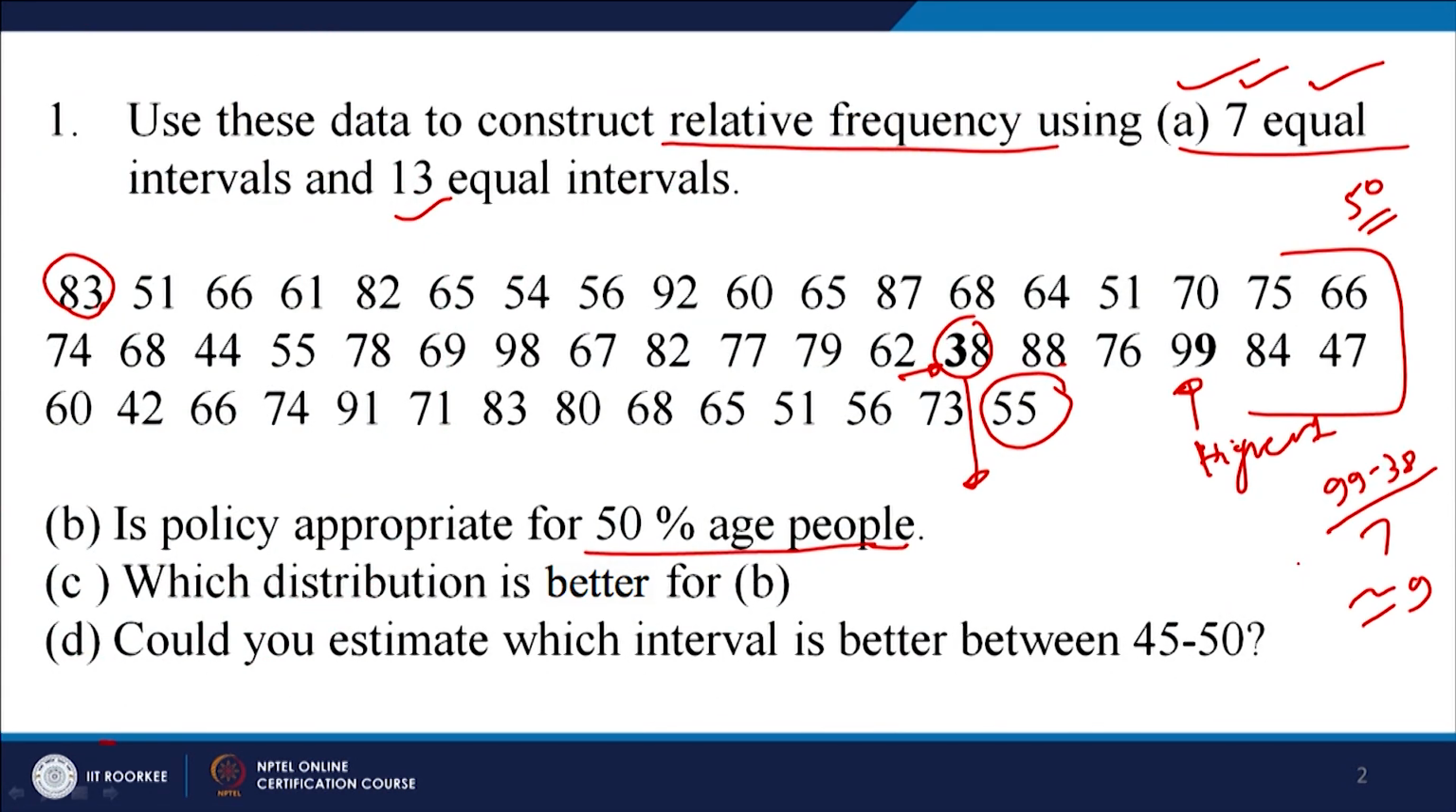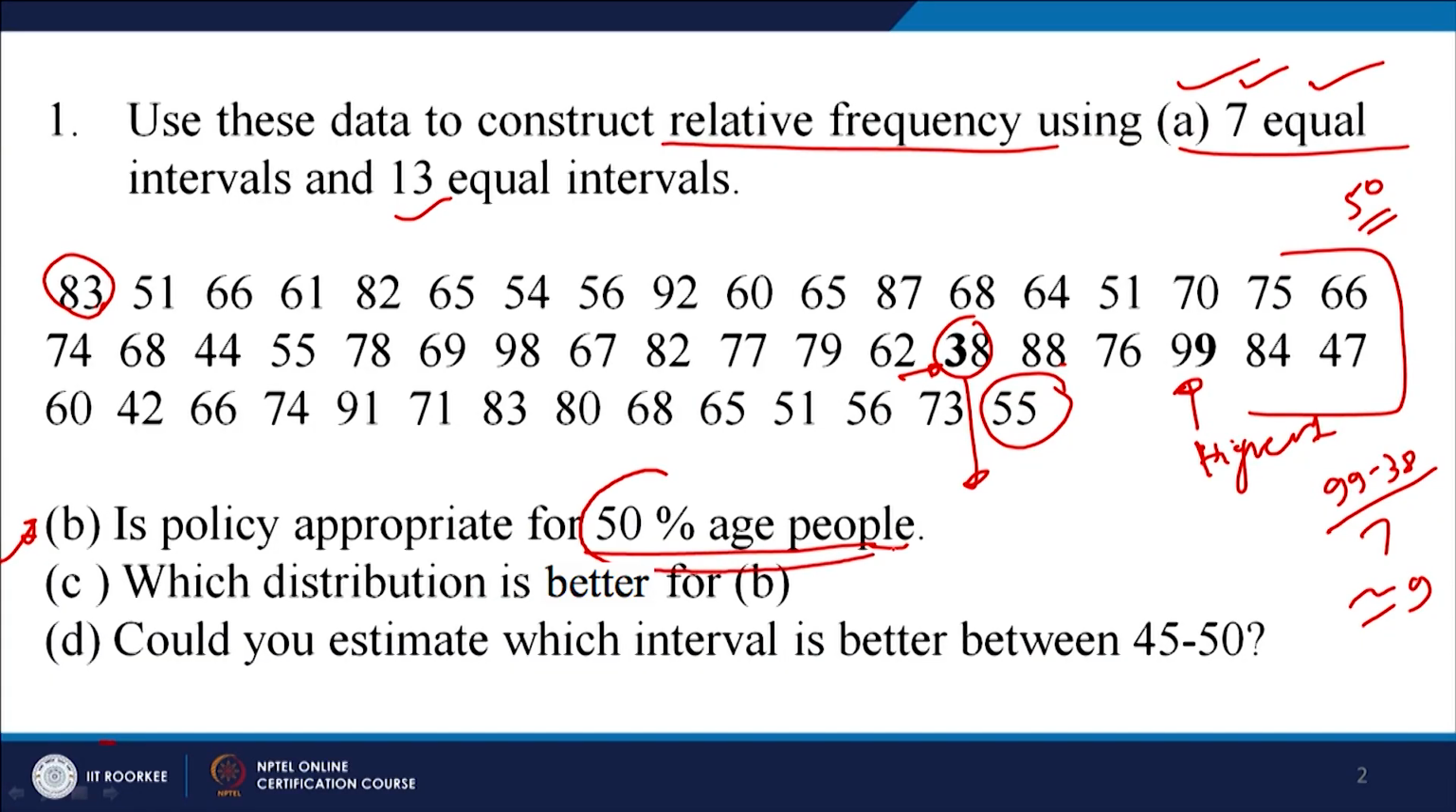Let us look at the second part. As I said, the company wants to come up with a retirement policy for those people who are retiring from that company, but the company has put a condition that it will come up with a policy only if 50% of the employees have age 50.